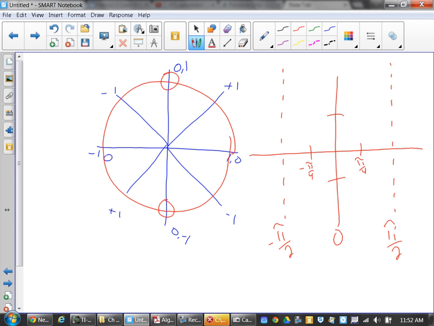Now, tangent at 0, opposite over adjacent, is 0. Okay with that? Tangent at pi over 4 is 1. Tangent at negative pi over 4 is negative 1.